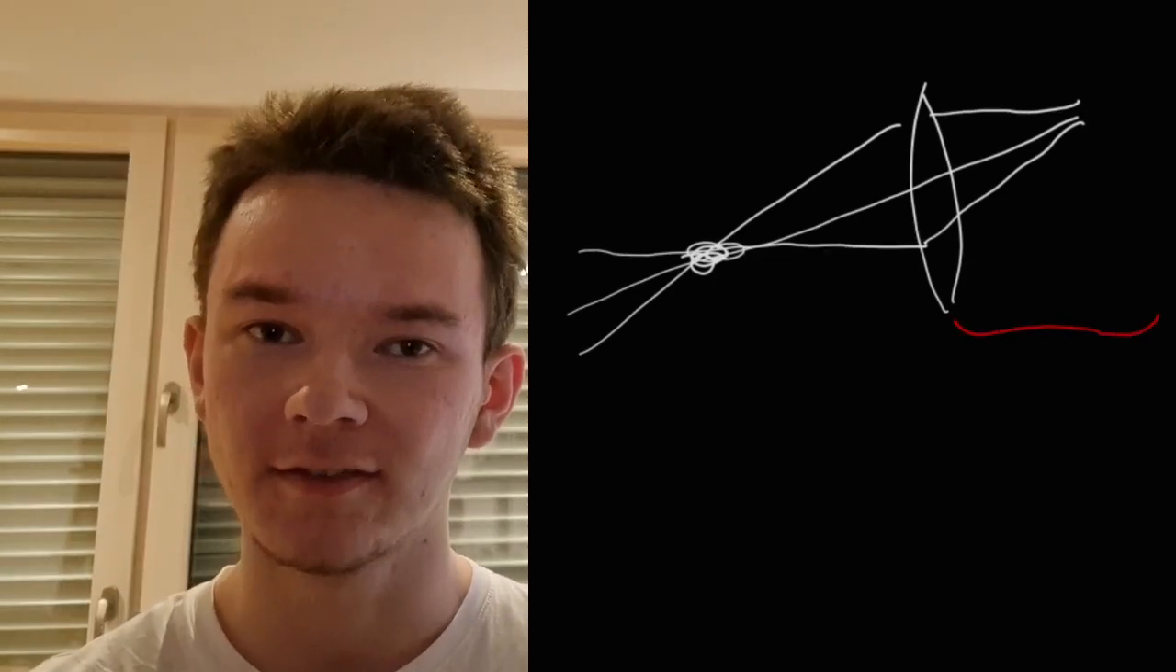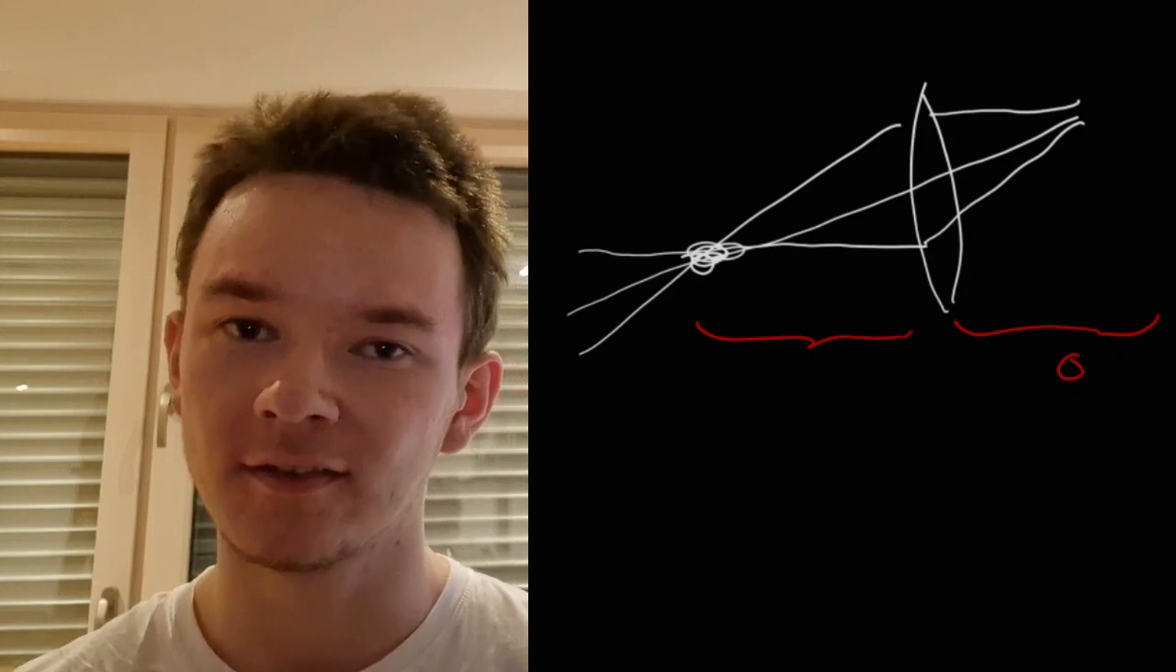So if there's an object sending out light on one side of the lens, then these many beams of light are focused by the lens on the other side, in a certain point, which then is called the image. We call this distance the object distance, and that distance the image distance.